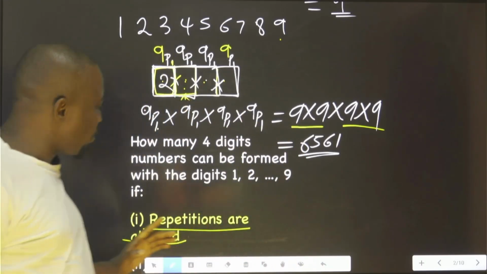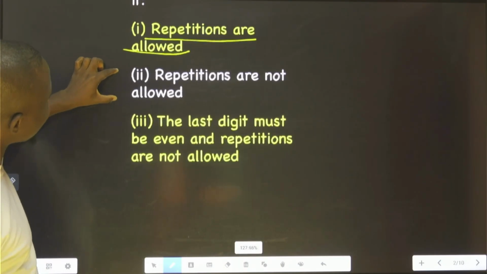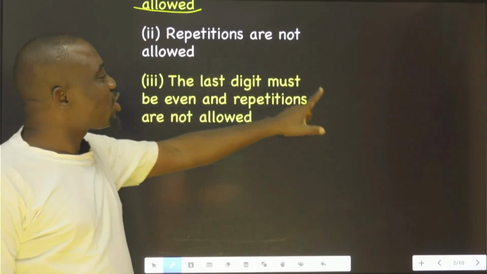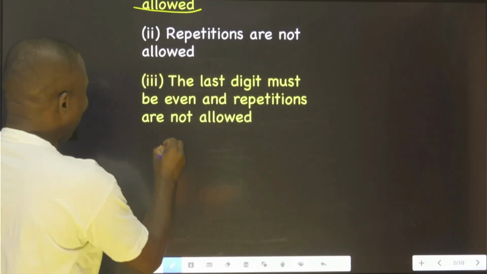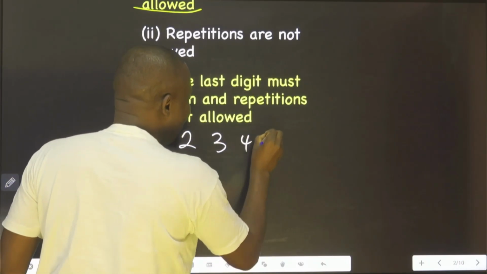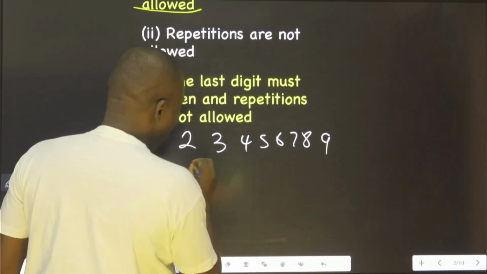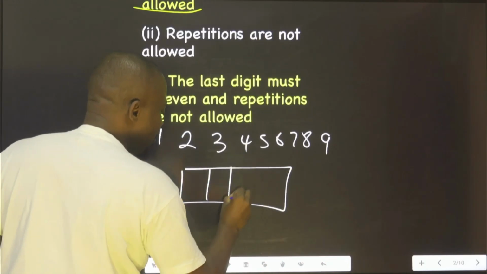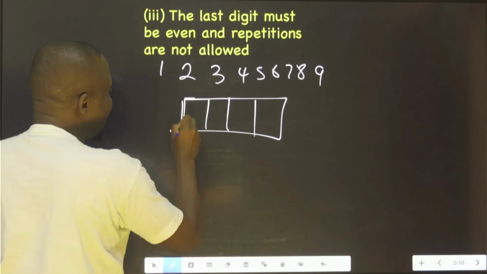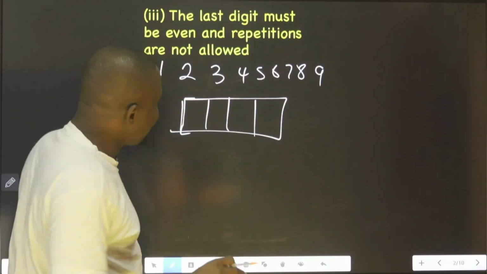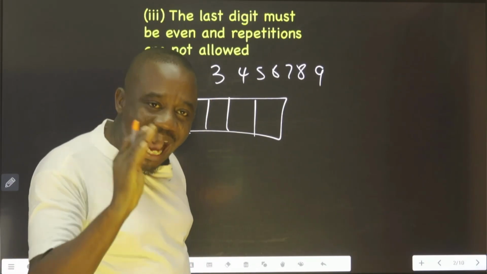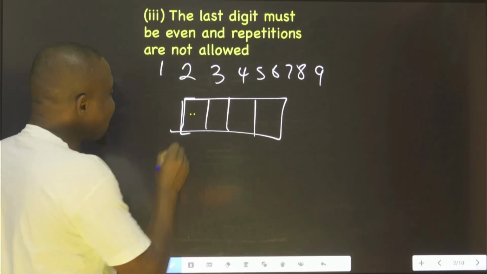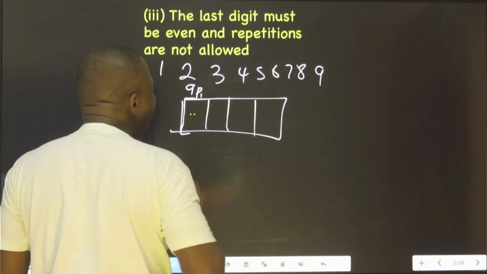6,561 numbers. Okay? Now, let's look at the second one. The second one says, repetitions are not allowed. Okay? 1, 2, 3, 4, 5, 6, 7, 8, 9. We have 4 positions. Repetitions are not allowed. It means, for the first time, this location, 9 numbers will compete for it. Okay? That is 9 permutation 1.